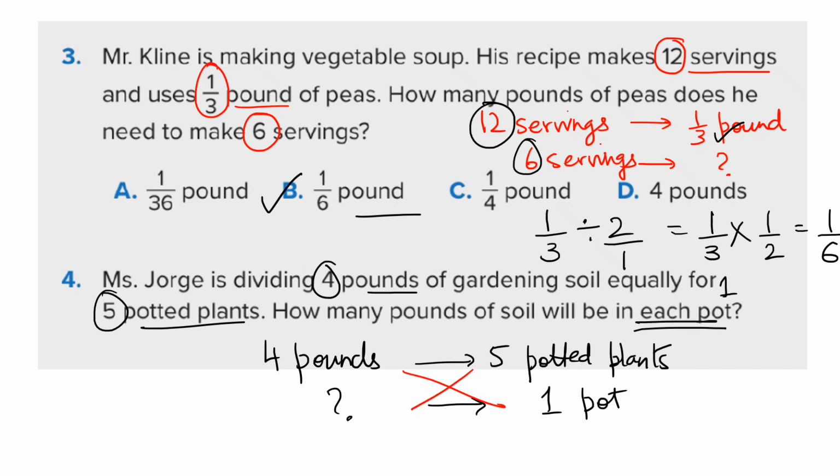Again, we do multiplication. 1 multiplied by 4 divided by 5. So how many pounds will be there? 4 divided by 5 pounds of soil. Okay, so it's a fraction. Okay, let's do some more questions.